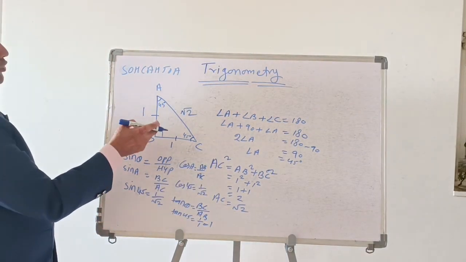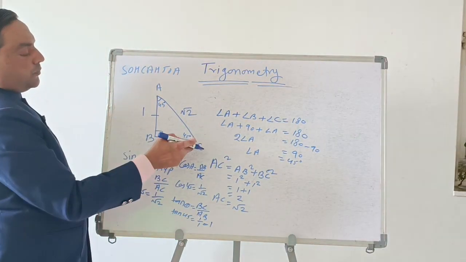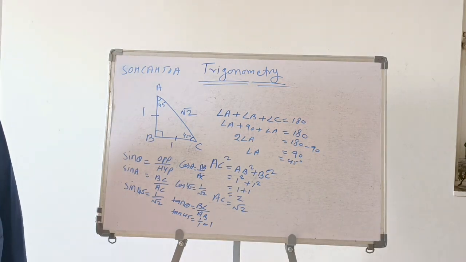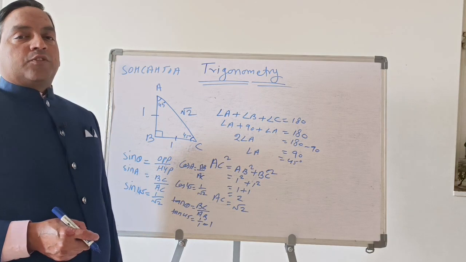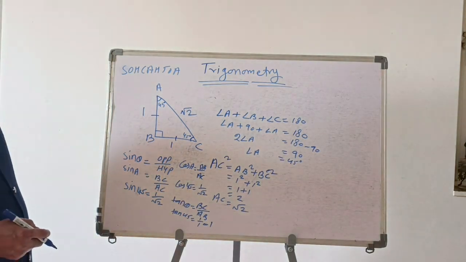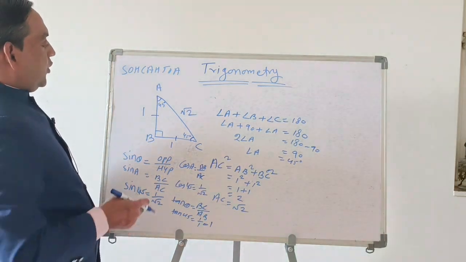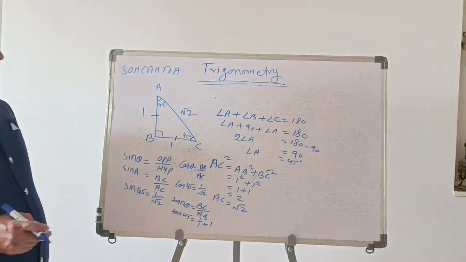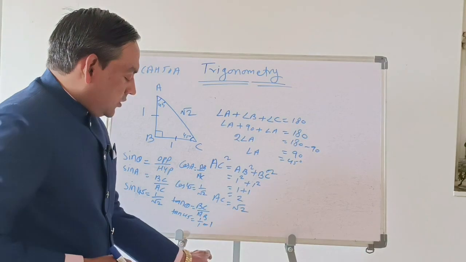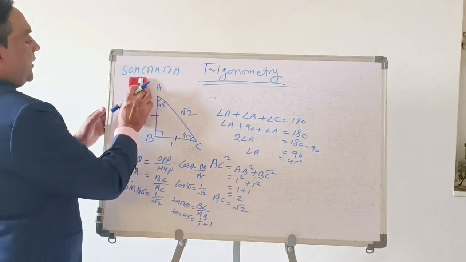Same way you can prove by using angle A, or you can prove by angle C. Sometimes they ask in the exam also, prove by using 45, 45, 90 angle of a triangle, the 45, 45, 90 triangle theorem. Same way we have 30, 60, 90 also.